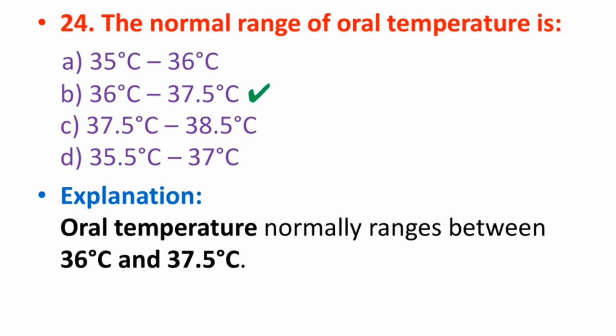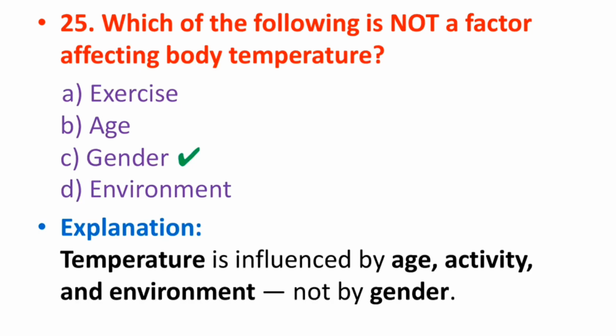The normal range of oral temperature is: option A, 35 to 36 degrees Celsius; option B, 36 to 37.5 degrees Celsius; option C, 37.5 to 38.5 degrees Celsius; option D, 35.5 to 37 degrees Celsius. The correct answer is option B. Oral temperature normally ranges between 36.5 and 37 degrees Celsius.